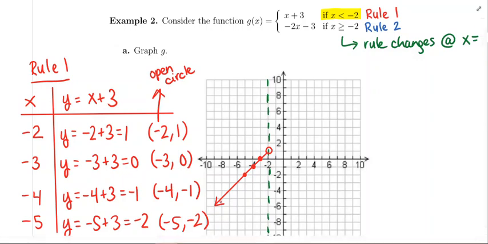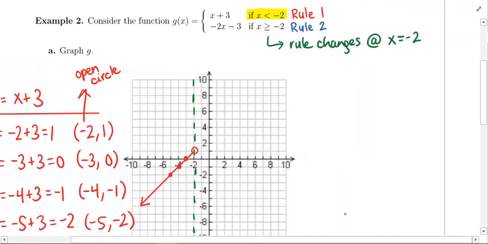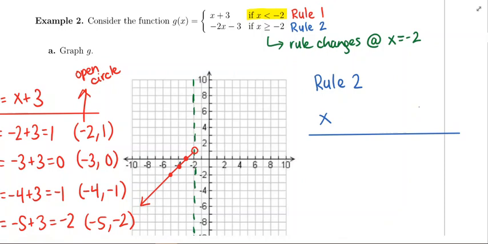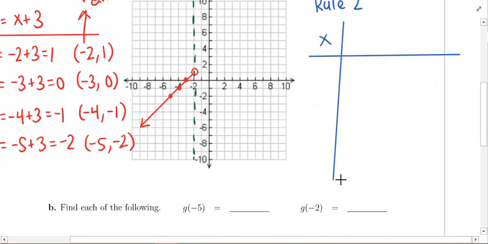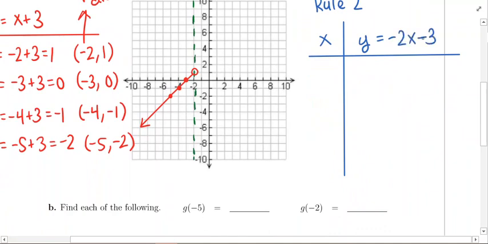All right, so now I'm going to make a table of values for rule 2. For rule 2, again, we're going to make a table, so we get to pick the x values, and this time the formula is -2x minus 3 that we will plug into to get the y values. Okay, so let's do this. The y values here are going to be -2x minus 3.